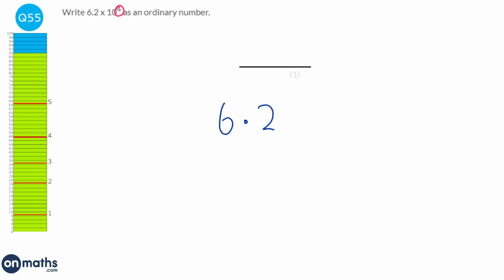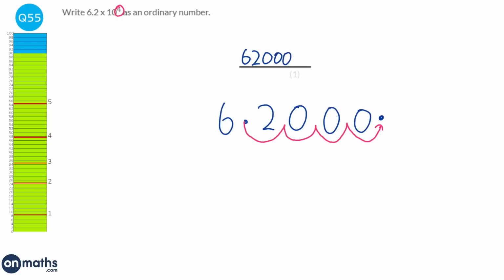So we're going to do 4 jumps, because there's a power of 4, to the right to make it a big number. So 1, 2, 3, 4. So the decimal point is going to be here. And we're going to fill in the jumps with zeros, so 0, 0, 0. So our new number is going to be 62 with 3 zeros, or 62,000. Now it's important to realise that we're actually shifting the numbers, not the decimal point, but it's a lot easier to move the decimal point in our working out.